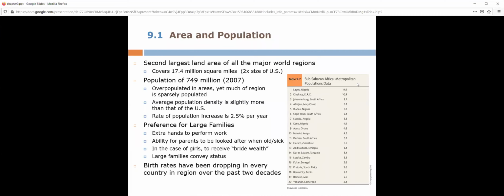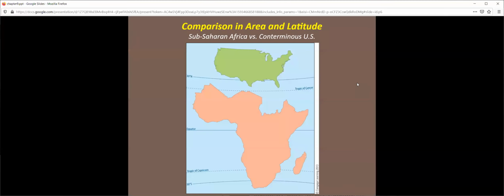Table 9.2, of course, is our list of the largest cities. There are a few large cities in this part of the world besides Johannesburg and Cape Town. You've probably heard of those, but Africa is not the Lion King. Lagos in Nigeria is a very large city, 14.9 million as of 2007. Harare, Addis Ababa, places like that. Large cities, you may not picture it, but that's the truth of the situation.